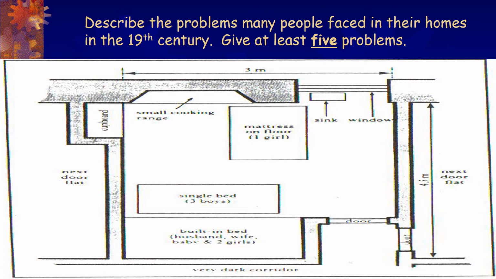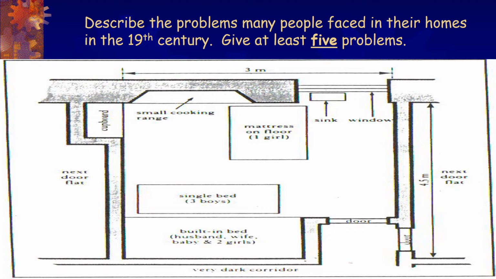Now this diagram here lets you see inside a tenement house effectively. You'll see here at either side of the diagram it's got next door flat, next door flat. If you even look at the measurements here, the size of this room, it's 4.5 metres by 3 metres, so not a big room at all.